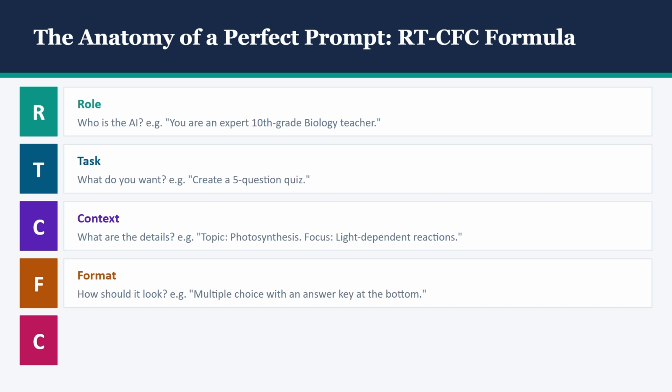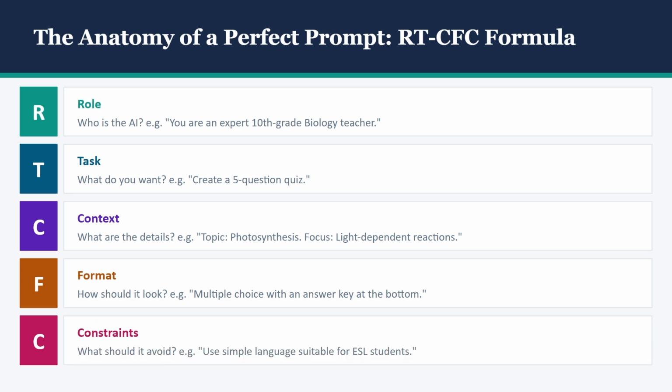Which format do you want? Table, fill in the blanks, MCQ, you want one word, whatever. And C stands for constraints. What should it avoid? You want it in 100 words, you want 200 words, you want it in English, you want a 40 minutes plan. So we will do some prompt engineering of various topics and we will get to know. So have a look at this formula RT-CFC: role, task, context, format, constraints. While giving a prompt, try to include these elements to get effective results.